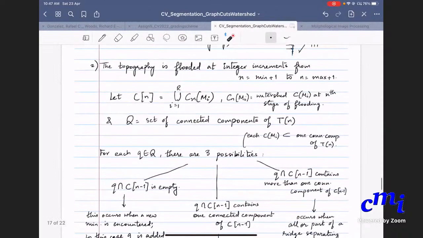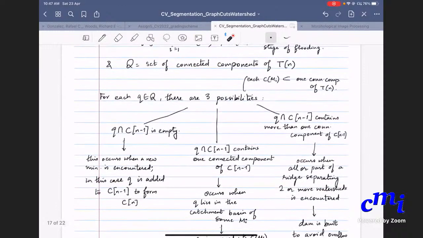Cn minus 1 means all the watersheds that were there at the n minus 1 level. So if this intersection with Cn minus 1 is empty, this means that you have encountered a new minimum. This minimum was not included in the earlier watersheds. So when a new minimum is encountered, what you do is you add Q to the list of watersheds. You add Q to Cn minus 1 to form Cn. So this is if Q intersection Cn minus 1 is empty.